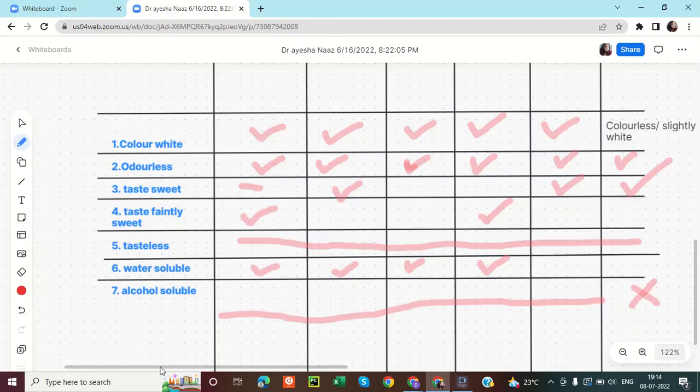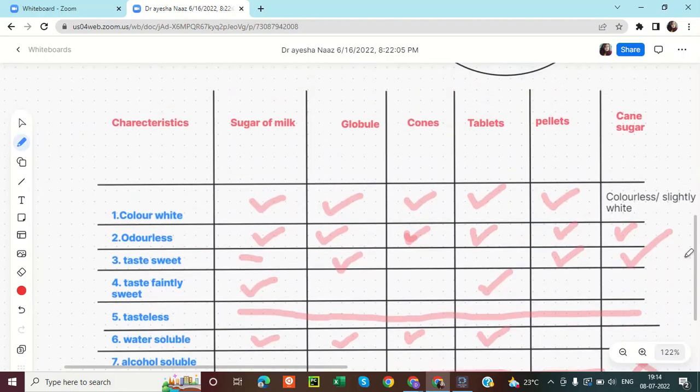In the next class, we are going to talk about preparation and purification of sugar of milk. Okay, this portion is also important.